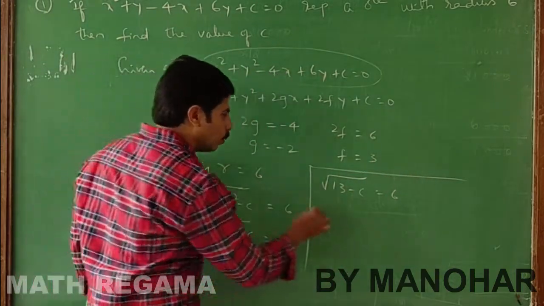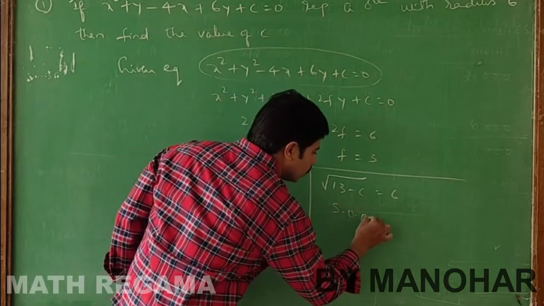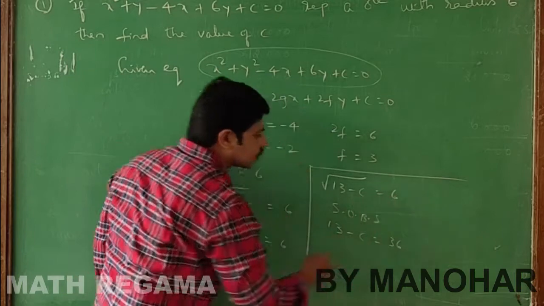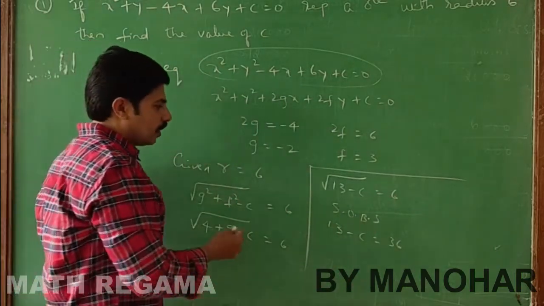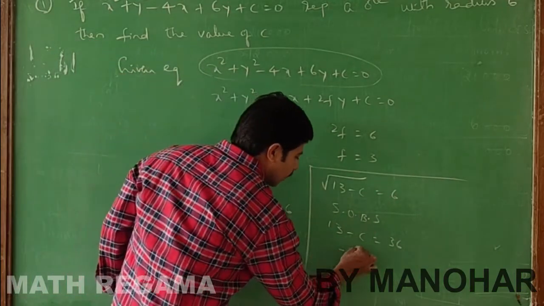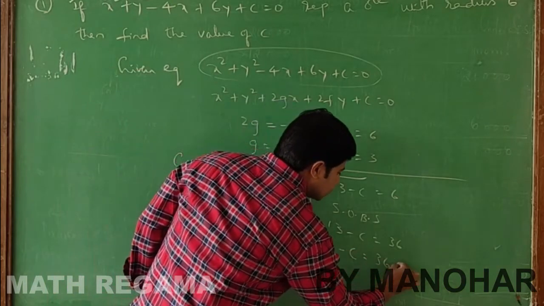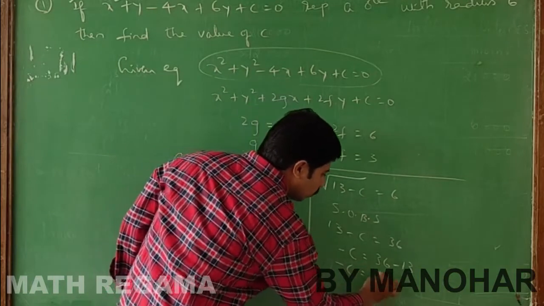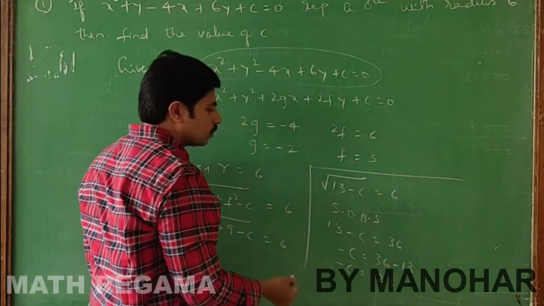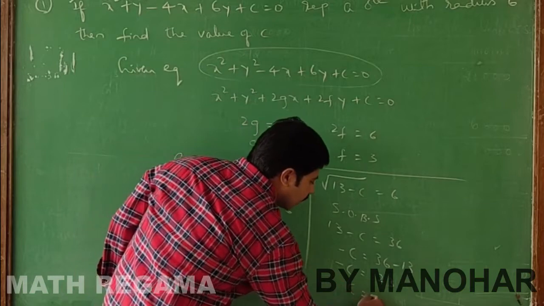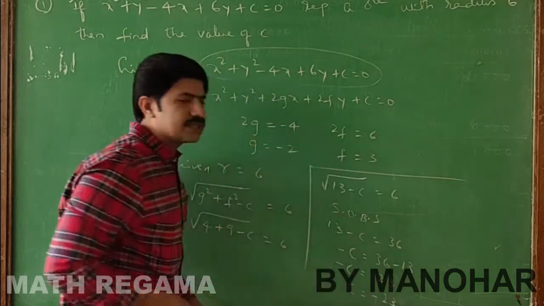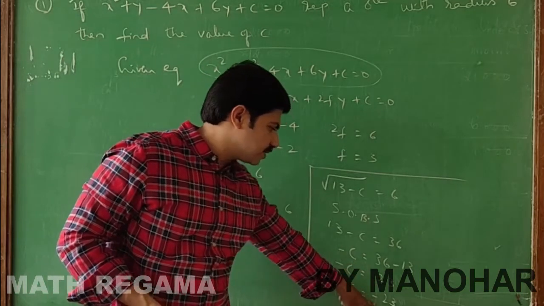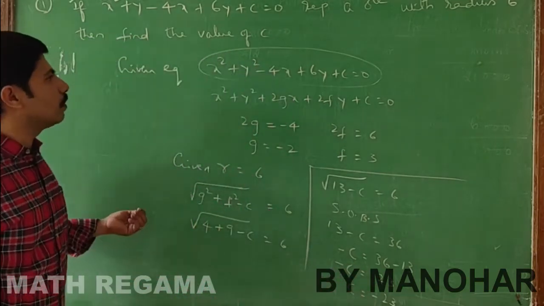To eliminate the root, we square both sides. That is 13 minus c is equal to 6 square. 6 square is 36. Now we have to find the value of c. So minus c is equal to 36 minus 13. Minus c is equal to 23. So therefore, c value is minus 23. That's all. So this problem is completed.